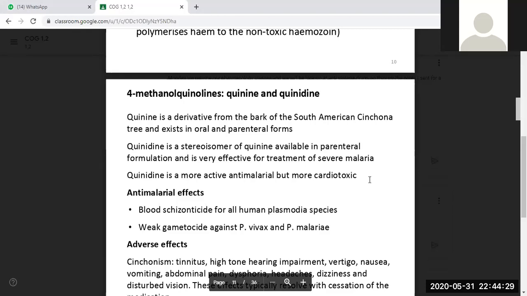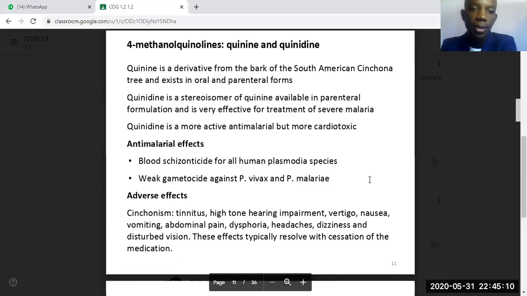Quinidine is a stereoisomer of quinine, available in parenteral formulation, and is very effective for treatment of severe malaria. So quinidine is made out of quinine, and it is only available in non-oral routes. Quinidine is a more active antimalarial, but it is more cardiotoxic, meaning when you give quinidine, you expect that the patient will have side effects in the cardiovascular system. Now, what are the antimalarial effects?